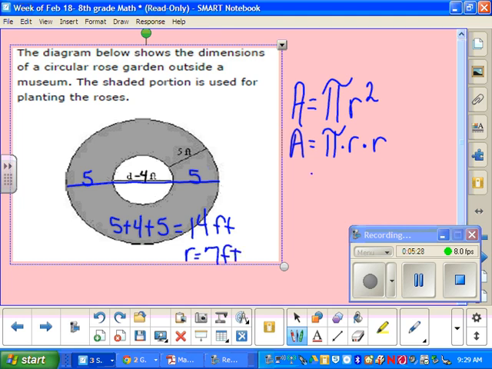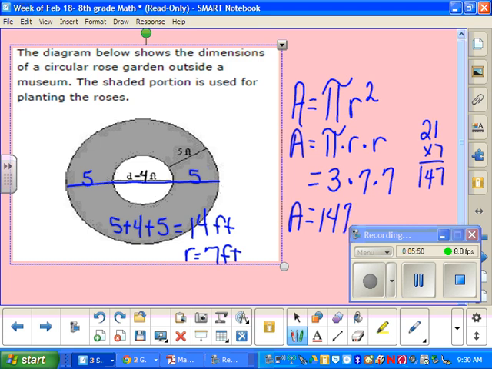Okay, so now we're going to go ahead and figure out the area for that great big circle. And we're going to use 3 for pi this time. So you have 3 times 7 is 21. And then 21 times 7 is going to be 147. Okay, so it's 147, and it says feet, and that's squared.